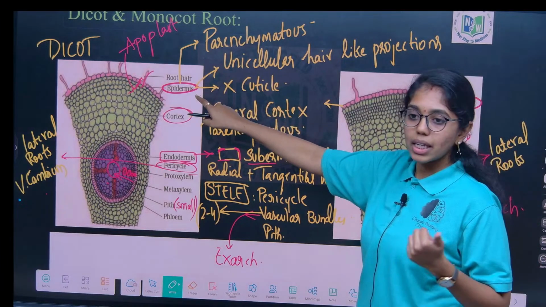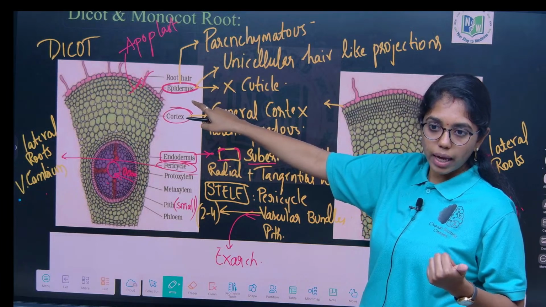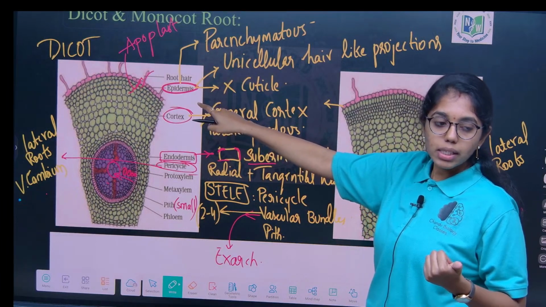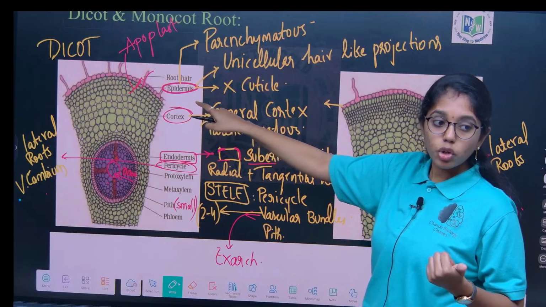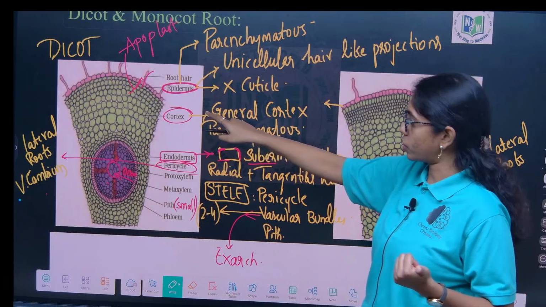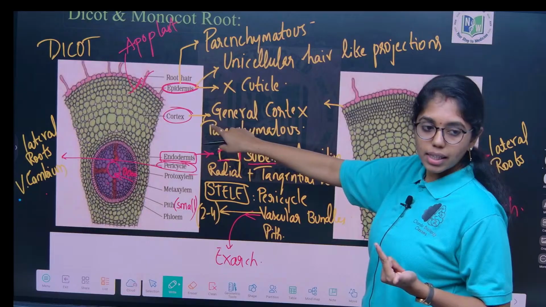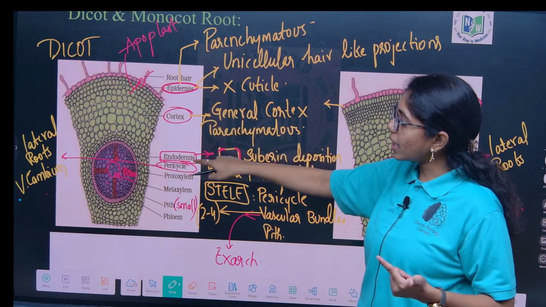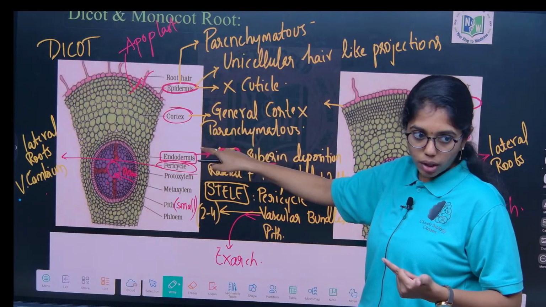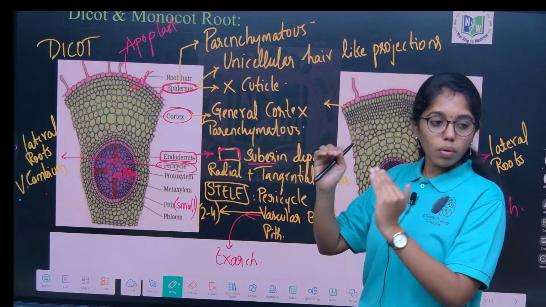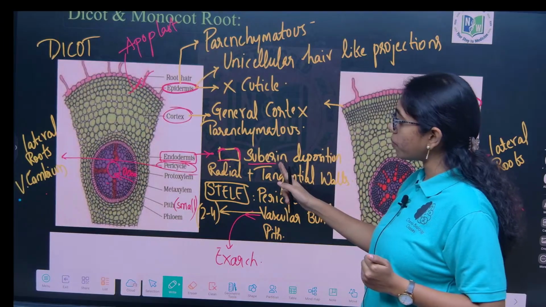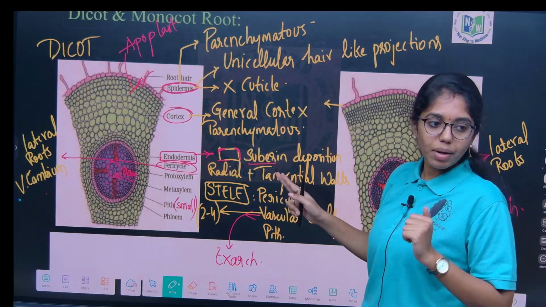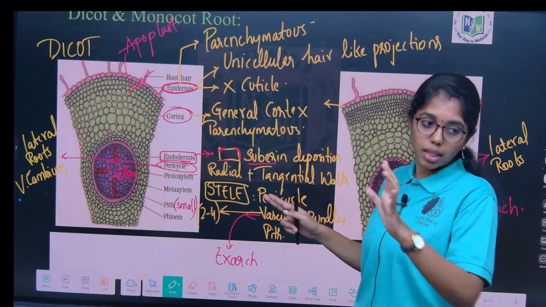Epidermis, if you see, is there cuticle present in the root epidermis? No. What are the root hairs that are arising? Unicellular root hair projections. Second, the general cortex is parenchymatous, it has intercellular spaces. The last layer of general cortex is what? Endodermis. In the radial and tangential walls of the endodermis, what depositions are present? Suberin depositions are present, where water transport is inhibited.